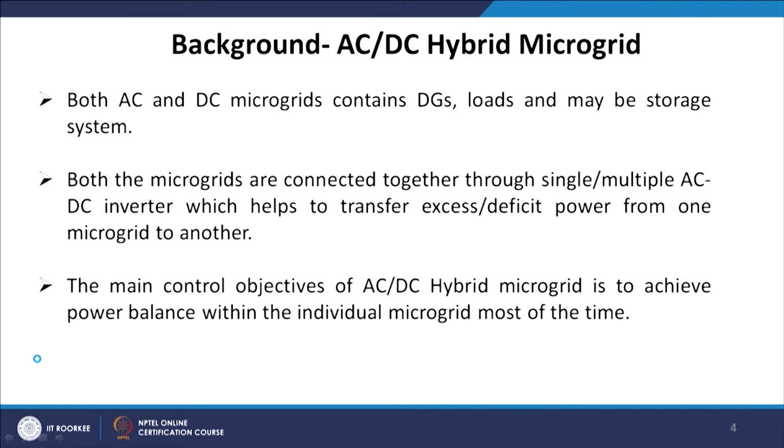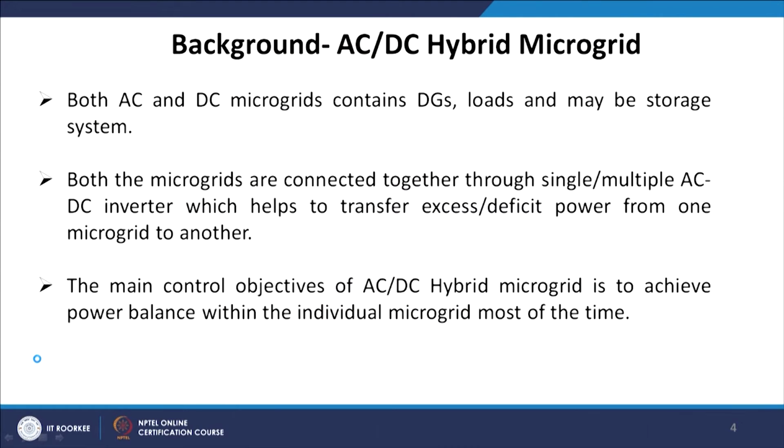Both AC and DC microgrids contain distributed generators, loads, and maybe storage elements or storage systems. So, you may have an AC microgrid or AC smart grid, which may have its own distributed generators, loads, as well as storage systems. Similarly, the DC microgrid may have all three components like distributed generators, storage elements or systems, along with loads which are either AC or DC type. Both the microgrids are connected together through a single AC-DC inverter, which helps to transfer excess or deficit power from one microgrid to the other.